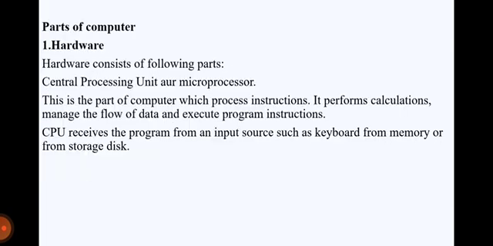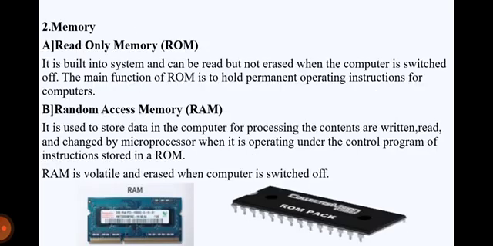Parts of computer hardware. Hardware consists of following parts: central processing unit or microprocessor. This is the part of computer which processes instruction. It performs calculation, manages the flow of data and executes program instruction. CPU receives the program from an input source such as a keyboard, from memory or from storage disk.